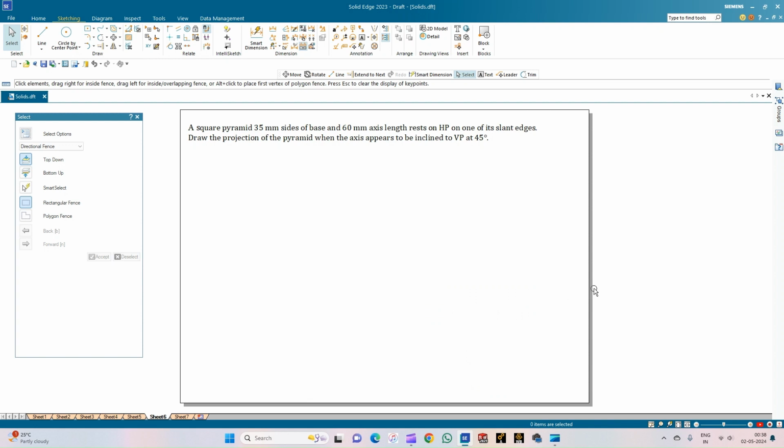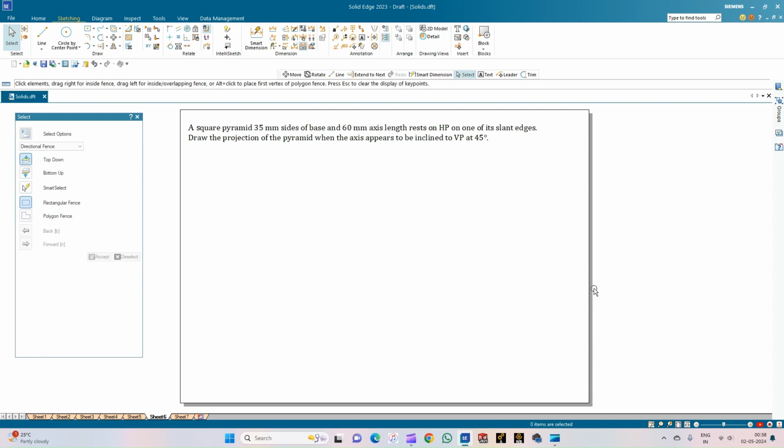In this video, we shall see how to do the computer drafting of the orthographic projection of solids using the Solid Edge software. Coming to the problem statement: a square pyramid, 35 sides of base and 60 axis length, rests on HP on one of its slant edges. Draw the projection of the pyramid when the axis appears to be inclined to VP at 45 degrees.